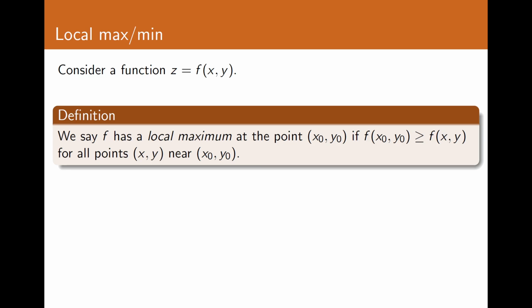So you can think of, if you're thinking of your function's graph as kind of like a mountain range, the f of (x0, y0) is a local maximum if it's a peak of one of the summits in the mountain range. It doesn't mean it's the tallest mountain overall, but it's the tallest one right there.